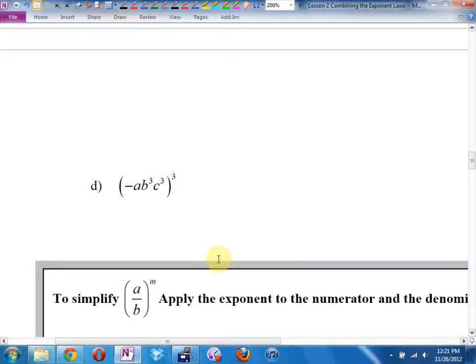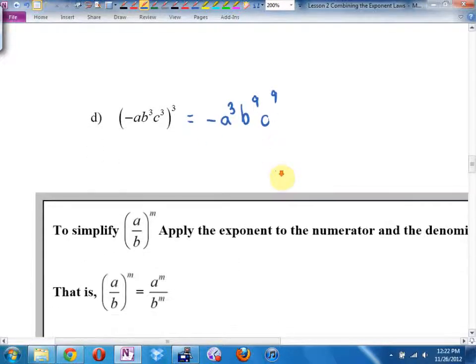What am I going to put the exponent on first? The negative. What is a negative cubed? Negative. And then A to the what, B to the what, C to the what? A cubed, B to the 9th, C to the 9th. Cool.